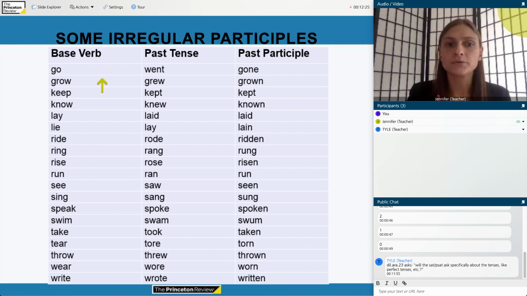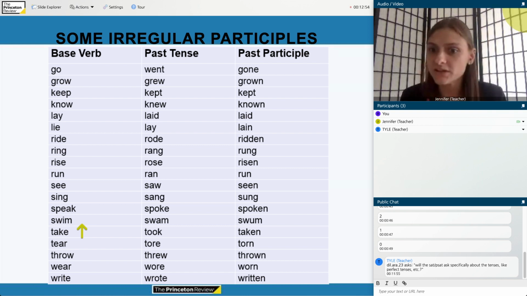Grow, grew, grown. Keep, kept. Here's a fun one. Swim, swam, swum. I have swum. Sounds kind of funny because a lot of times we don't use it correctly, but you would say I have swum, not I have swam. So this is just something for your own information, your own knowledge to make note of. You can look up other common irregular verb charts to make sure that you've got all of your funky irregulars down. And I see a question here.